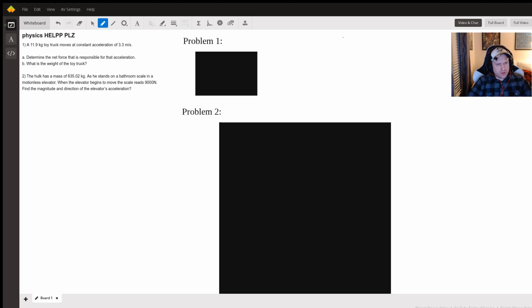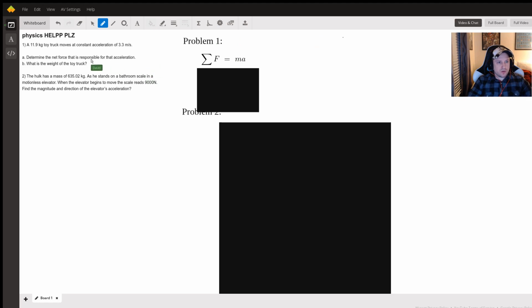Okay, so it's important to know that if the object is accelerating, we know that the net force on the object can't be zero, and that net force is calculated according to Newton's second law by taking the mass of the object and multiplying by the acceleration that that object is experiencing.